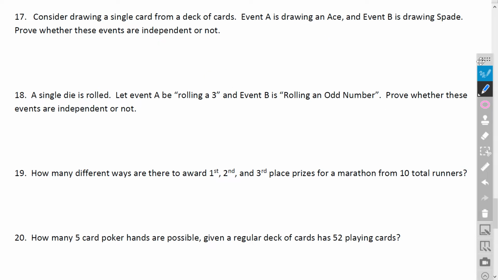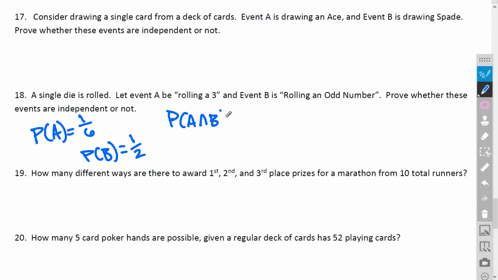Number 18, a single die is rolled. Let event A be rolling a 3, event B be rolling an odd number. Prove whether these events are independent or not. I'm going to do this the same way I just did. The probability of A, rolling a 3, is 1 over 6. Probability of B, rolling an odd number, is 3 over 6, or 1/2. And the probability of A and B, rolling a 3 and rolling an odd number, well, that's technically just rolling a 3, that's 1 over 6.